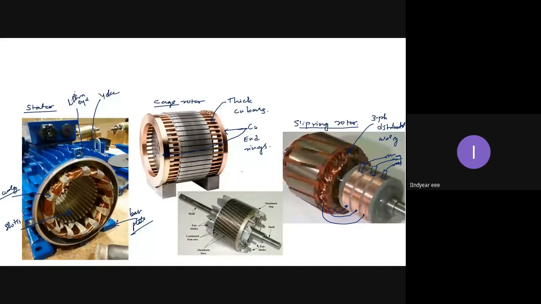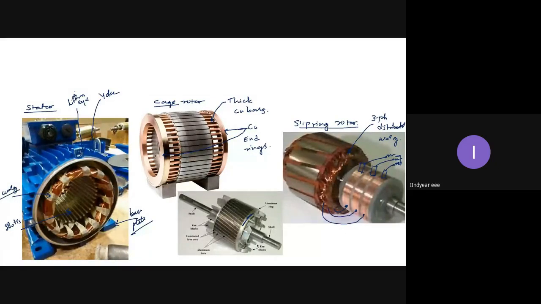You can observe the slots are skewed again here, and you can see an aluminium ring on both the edges. This is the end ring, aluminium ring. If the machine is small, we use aluminium bars. If the machine is large, we use copper bars. Those bars are placed inside the slots.